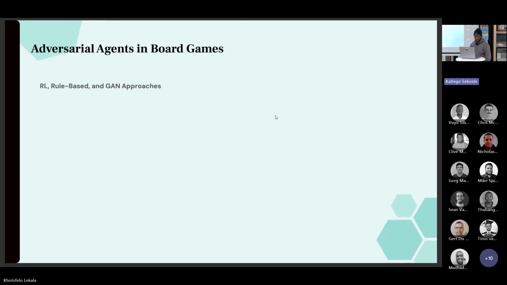The first one is RL, which is reinforcement learning. The second one is the rule-based approach, where the programmer hard codes the logic that the agent will follow when playing the game. And the last one is GANs, generative adversarial networks, which basically try to mimic expert players when playing that specific game.